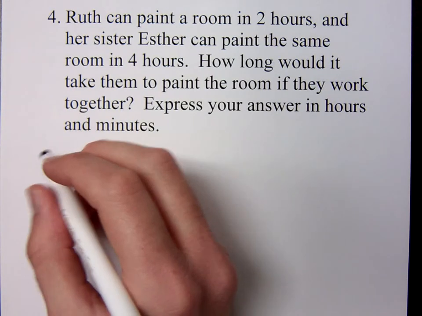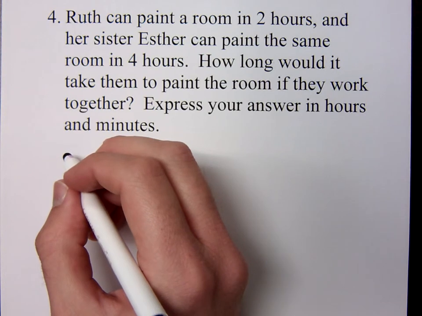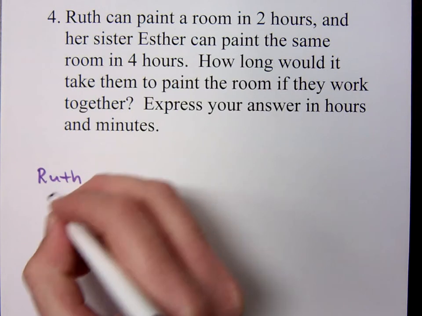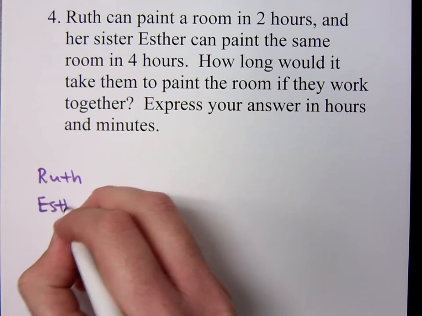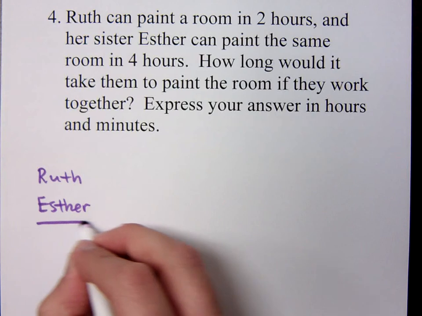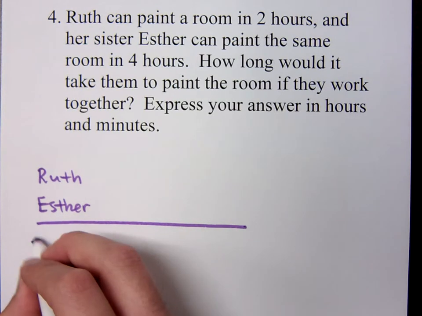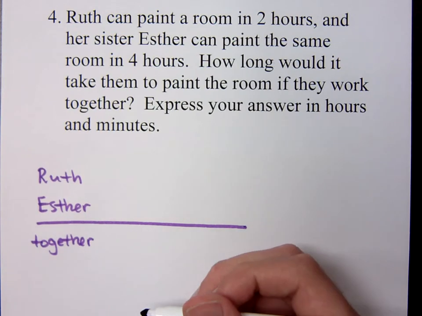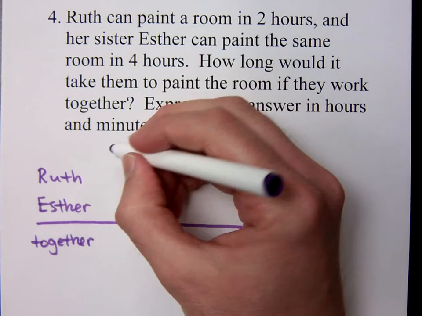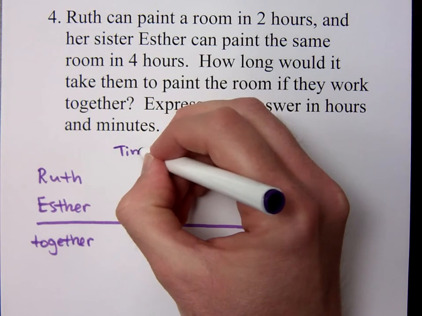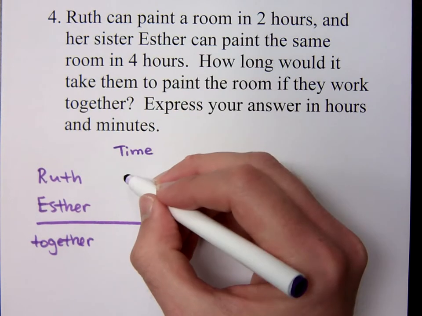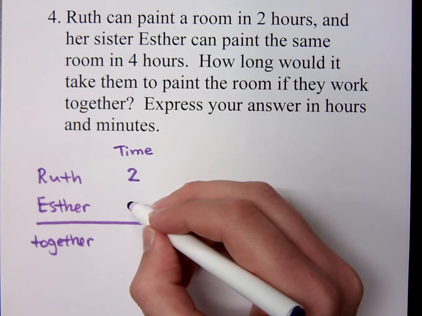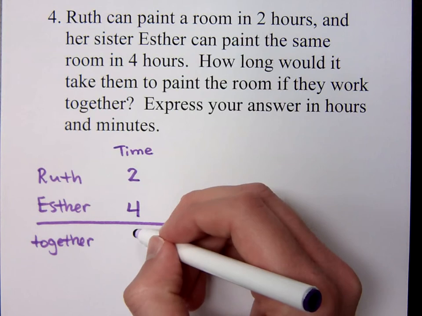Now let's think about this. We're going to make a little chart here to describe what goes on between Ruth and Esther. Okay? And then at the very bottom, for every work problem that you do, there's going to be a together part that you're trying to figure out. So let's fill this in. What's the time it takes for Ruth to do the job? 2. And for Esther? 4. And together?